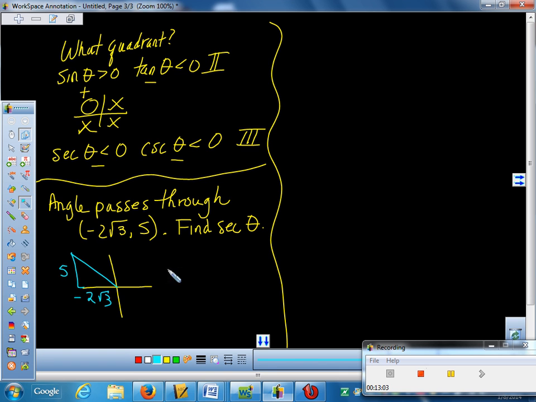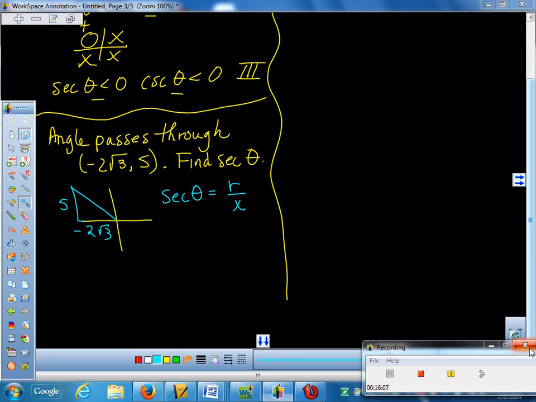Okay, to get secant, which two sides do I have to know? R and X. I have to know r over x. So, do I know side r and side x in that picture? No. I need r, which means I'm going to have to do the Pythagorean Theorem. Oh my. The hardest math you have today is the Pythagorean Theorem.